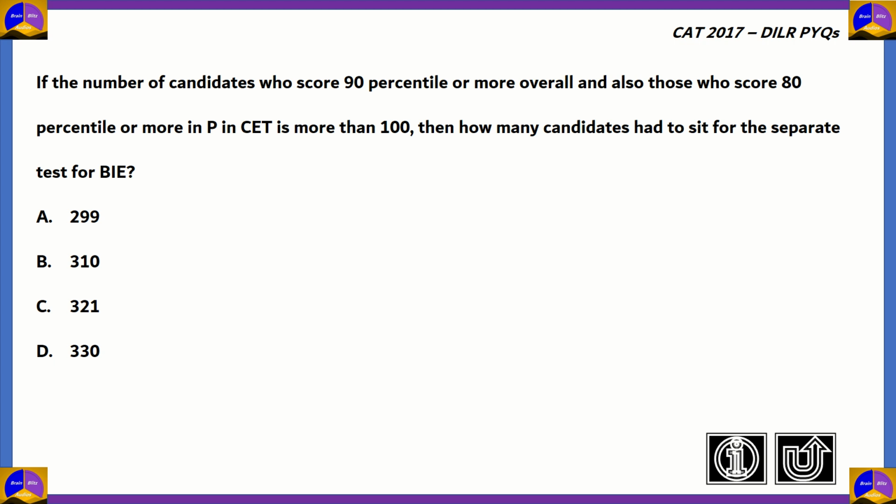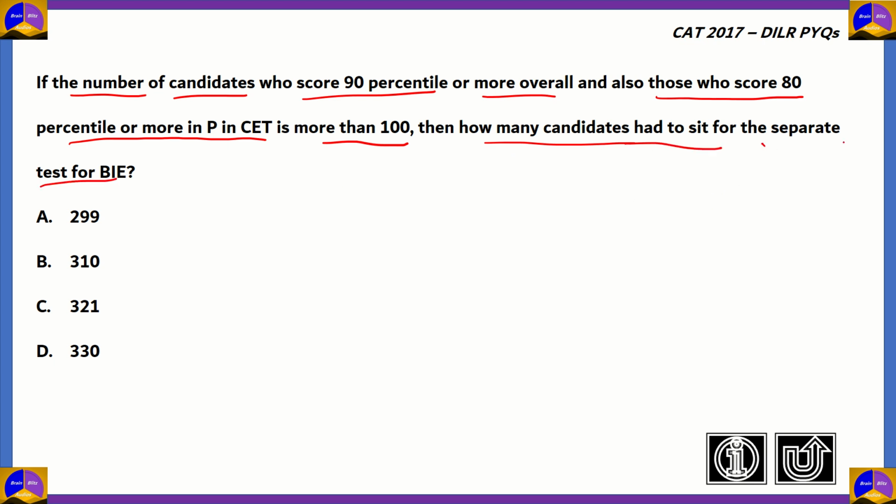Now this is question number 4. If the number of candidates who score 90 percentile or more overall, and also those who score 80 percentile or more in CET is more than 100, find out how many candidates had to sit for the separate test for BIE. So again, we have two cases, so we need to find out which case we are looking for here, because that's what the first half of the question determines.